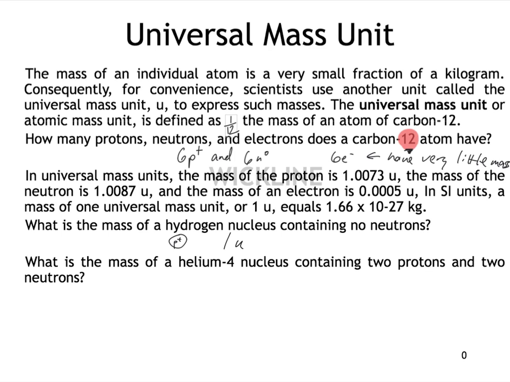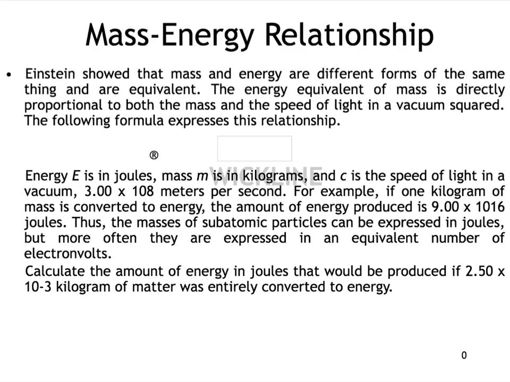Then it's going to be 1.0073 per proton, but there are 2 protons in a helium-4 nucleus. There are also 2 neutrons. I'll go ahead and label these. These are the 2 protons. Here are the 2 neutrons. And the neutrons are 1.0087, and that's also going to be times 2. And after that multiplication and addition, I got 4.032.